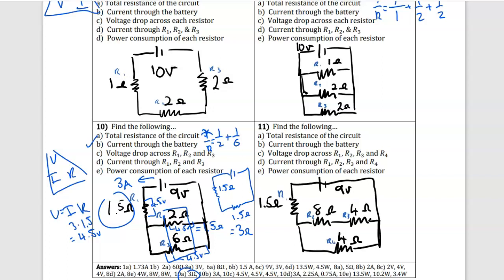So 11 is like the piece de resistance because you've got to add 8 and 4 to turn this into a 12 ohm resistor. Then you've got 1 over 12 plus 1 over 4, whatever that may be, and then you add that to a 1.5 and you're good.